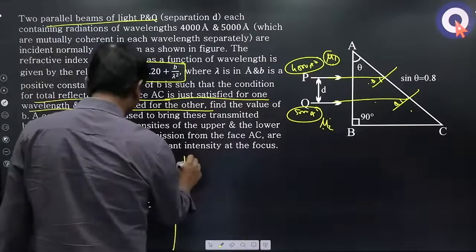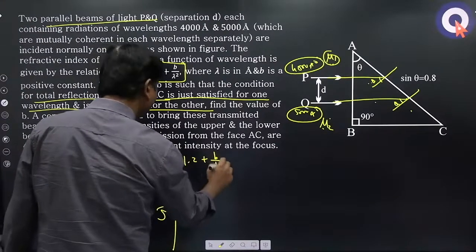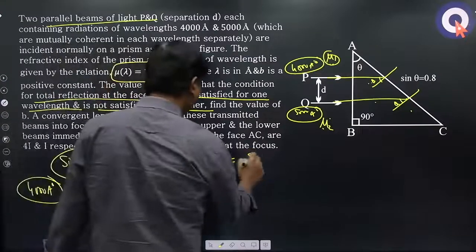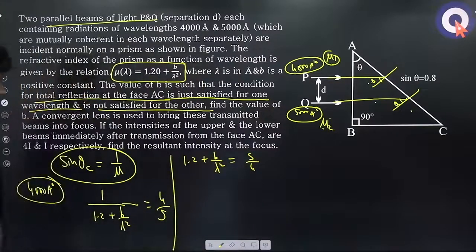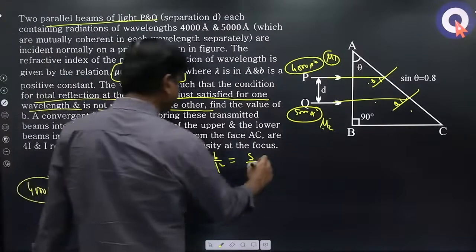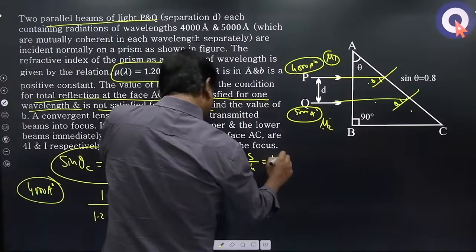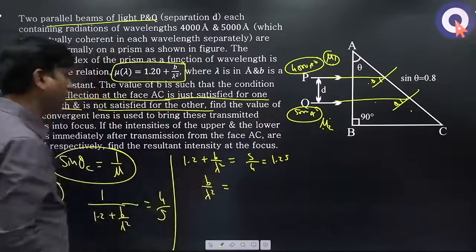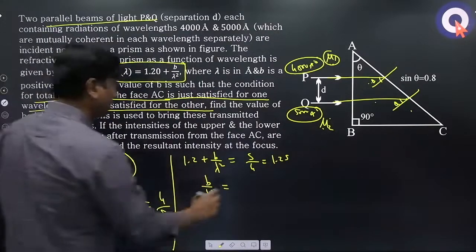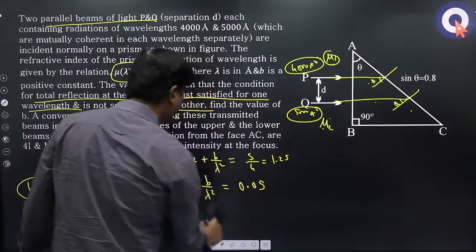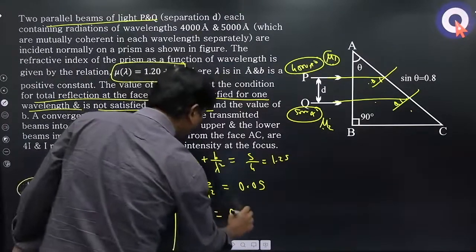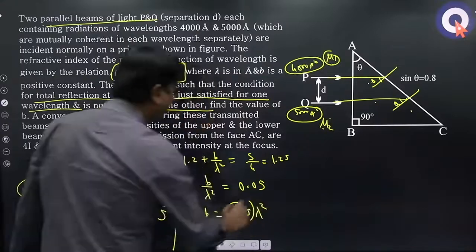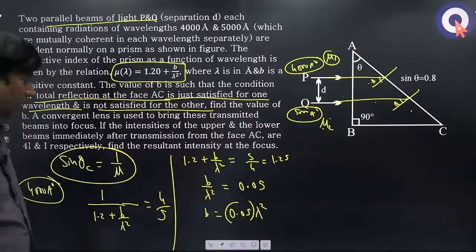I think 1.2 plus b by lambda square can be written as 5 by 4, right or not? So that is 1.25. So b by lambda square is 1.25 minus 1.2, that is 0.05. b is equal to 0.05 times lambda square. Right. So that is the value for b.